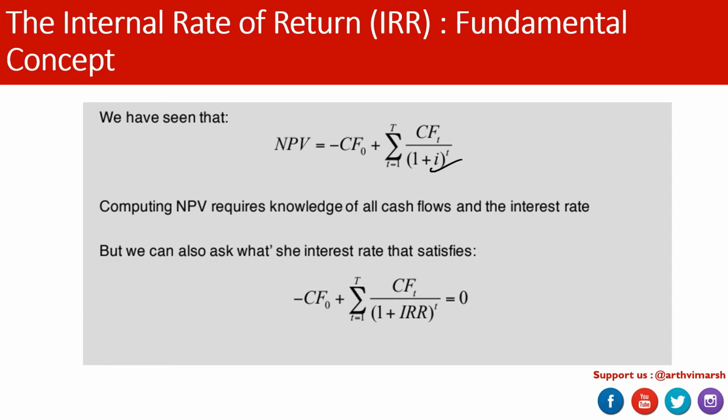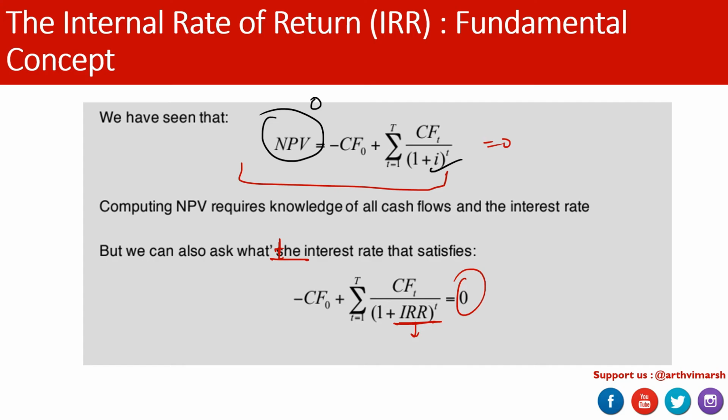But notice that we could have set the NPV to 0 and asked ourselves what is the constant interest rate for which the net present value is 0. What is the constant interest rate for which the NPV is going to be 0? The interest rate at which the NPV is going to be 0 is what we call the internal rate of return. So setting this same expression equal to 0 will give us an interest rate which we call the internal rate of return.